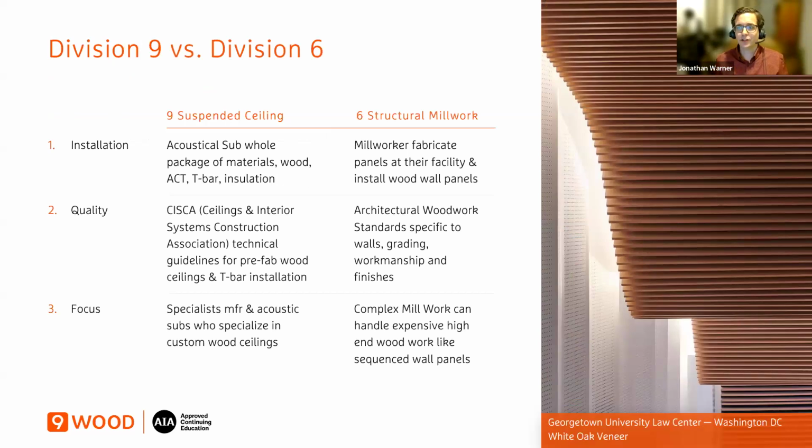And right off the bat, just to avoid any confusion between Div 9 and Div 6 in terms of where wood ceilings fit in, I wanted to look at 3 basic areas here. So in Division 9, when it comes to installation, you're dealing with an acoustical sub, most likely, and they provide the whole package of materials. They're buying the wood ceiling from the manufacturer, they're getting the ACT T-bar installation per their bid package, and they install all of that, working with oftentimes a specialist manufacturer. Whereas in structural millwork, they're fabricating panels at the facility and installing them themselves.